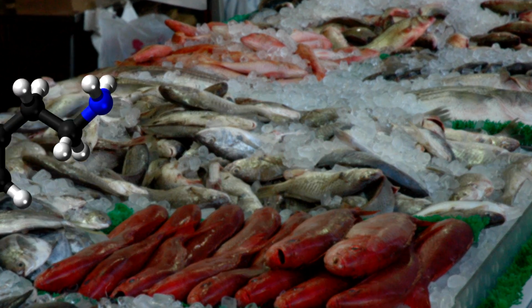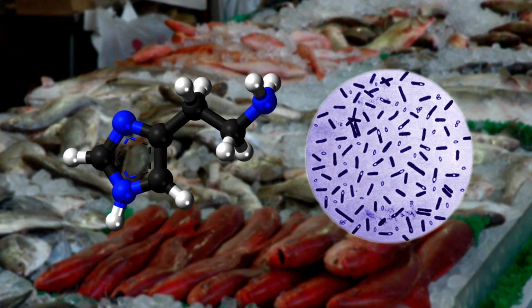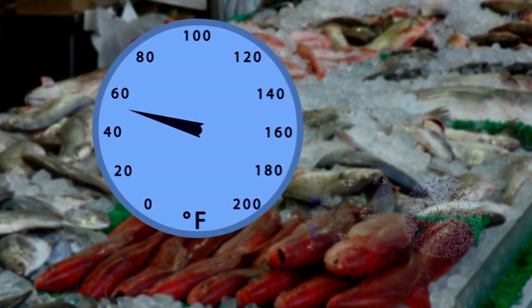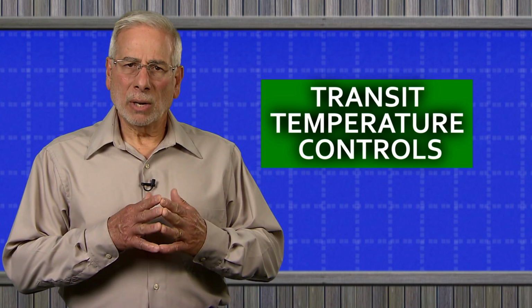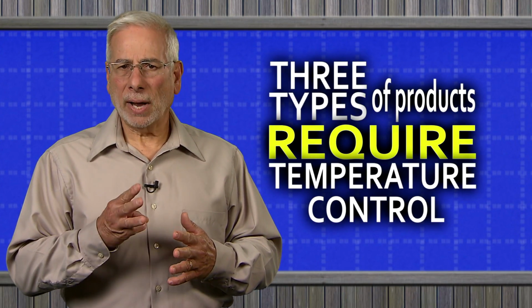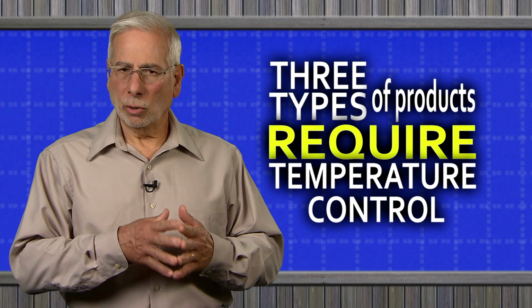Both histamine and pathogen growth can cause consumer illness, and both can be controlled by keeping the product cold in transit and during storage. This may sound simple when in fact it requires detailed knowledge of the hazards associated with the product and process, its intended use, the packaging, and how it's shipped, received, and stored. Let's break it down starting with transit temperature controls. There are basically three types of products that require temperature control during transit.